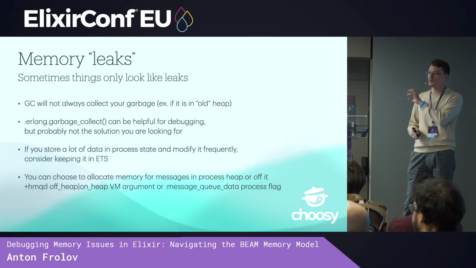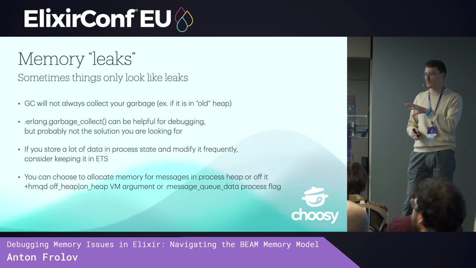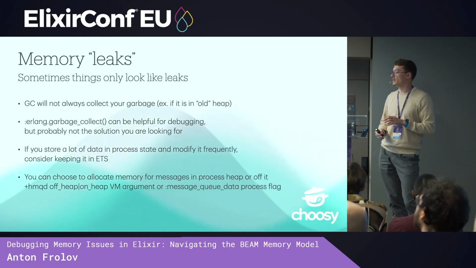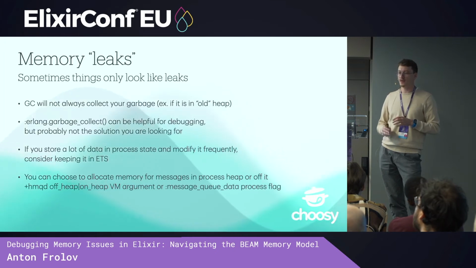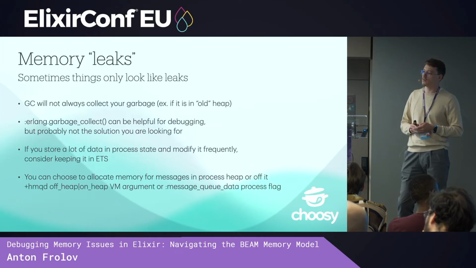The catch here is that when the garbage collector runs, it's always going to run on the young heap, but it's not always going to run on the old heap. So it's not always going to reclaim your memory in the old heap right away. There is no way for you to control that. This is just how it's implemented in Beam.